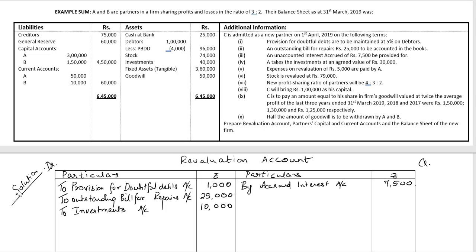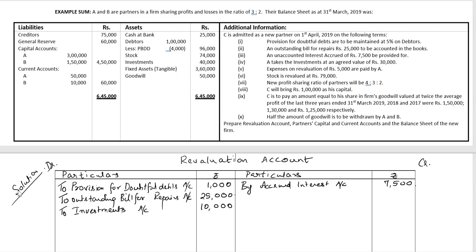The fifth point, expenses on revaluation of rupees 5,000 are paid by A. Now the journal entry for expenses on revaluation or reconstitution depends on who's bearing it and who has actually paid it. Now in this case, it's given in the problem that partner A has paid the expense. There is no information as to who has to bear the expense.